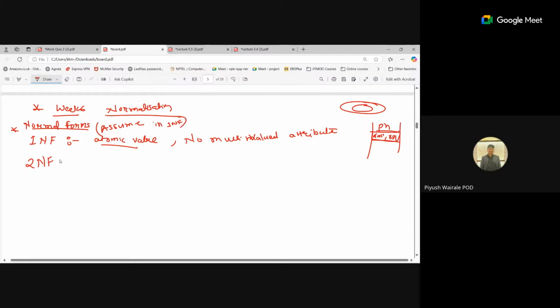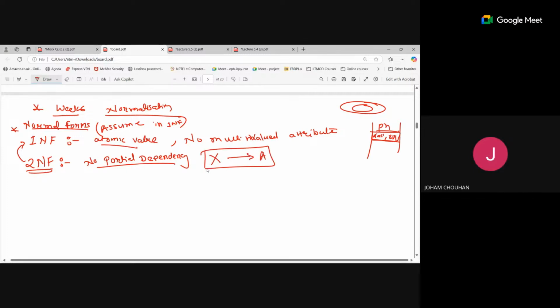Okay. Now what about 2NF? It should be in 1NF first, and there should not be any partial dependency. What do you understand by partial dependency? A proper subset of a candidate key should not determine a non-prime attribute.